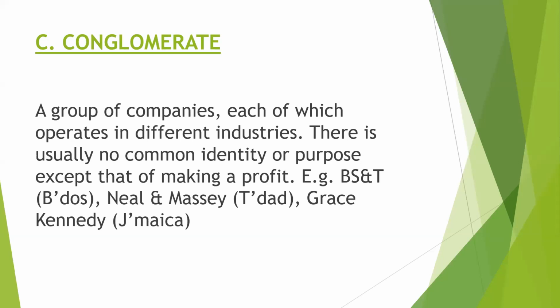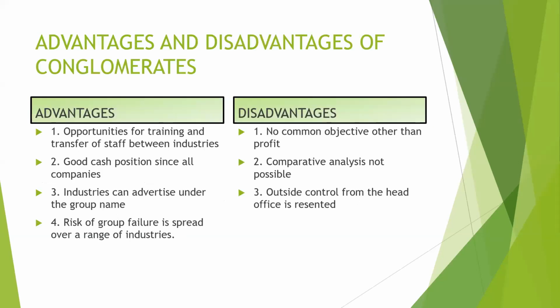So a conglomerate has a group of companies, but each company operates differently. So the advantages and disadvantages that we are seeing here: advantages, opportunities for training and transfer of staff between industries. So I remember when I used to work at one of the Massey stores, not Tyler, but one of the Massey conglomerates, I was able to go to another Massey, but it will not be the same nature of what I used to do. So I'll just say Massey Motors. I used to work at Massey Motors.